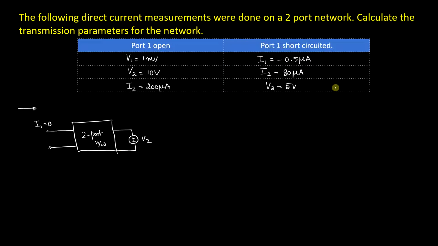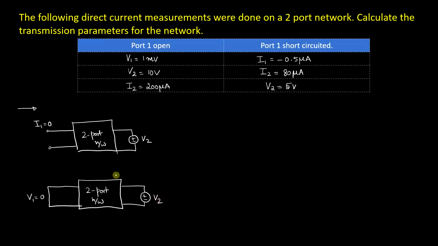Then you have port 1 short circuited, which means if you consider the two-port network with port 1 short circuited, then V1 will be equal to 0 and output has to be connected with the voltage source V2. Now I need to use the parameters with port 1 open and with port 1 short circuited.